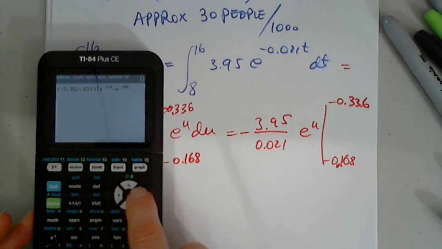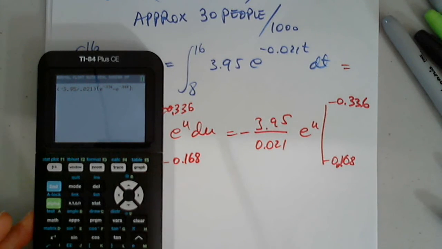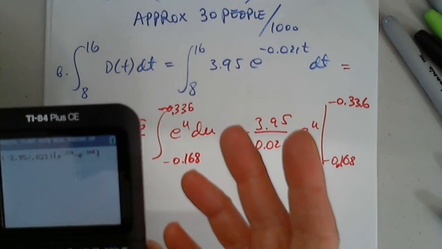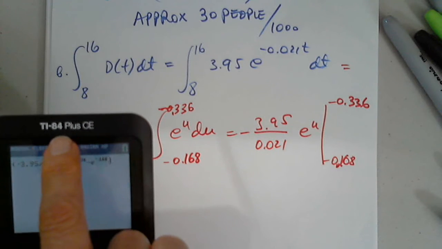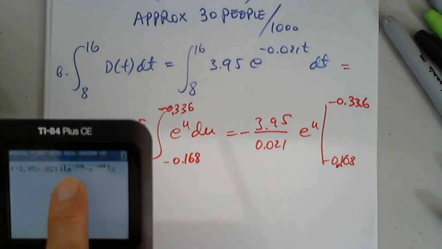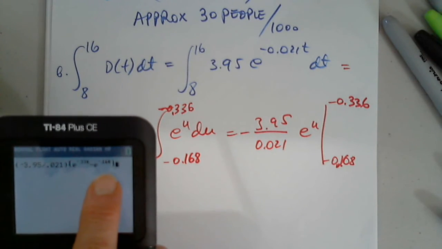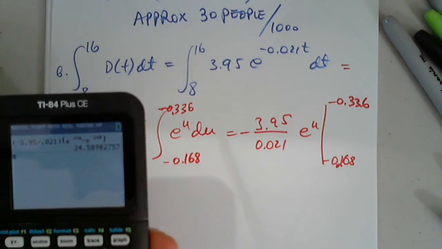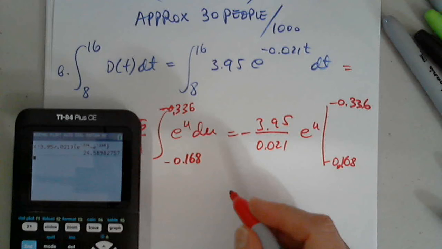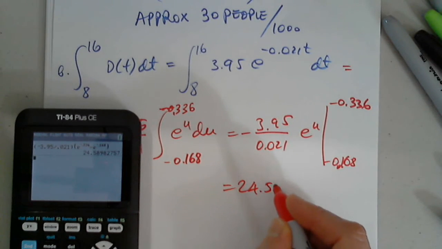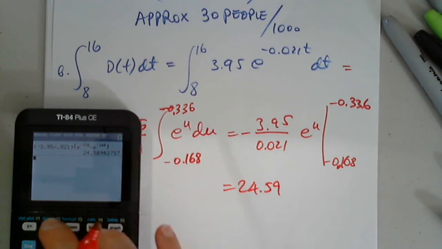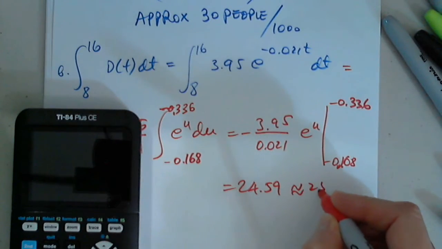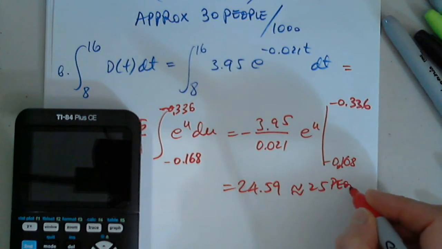The reason why I always put parentheses is because I don't know what type of calculator you have. This one is a newer calculator, so it doesn't really need parentheses around the numerator, but not all calculators would accept that. So that's why I always put parentheses. So this is 24.59. And that's, let's say, approximately 25 people per 1,000.